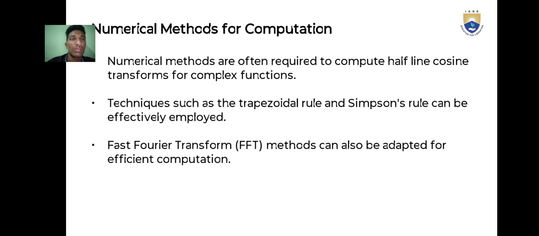Numerical methods for computations. Numerical methods are often required to compute Fourier cosine transforms of complex functions. Techniques such as the trapezoidal rule and Simpson's rule can be effective methods. Fast Fourier transform, FFT, methods can also be employed for efficient computations.